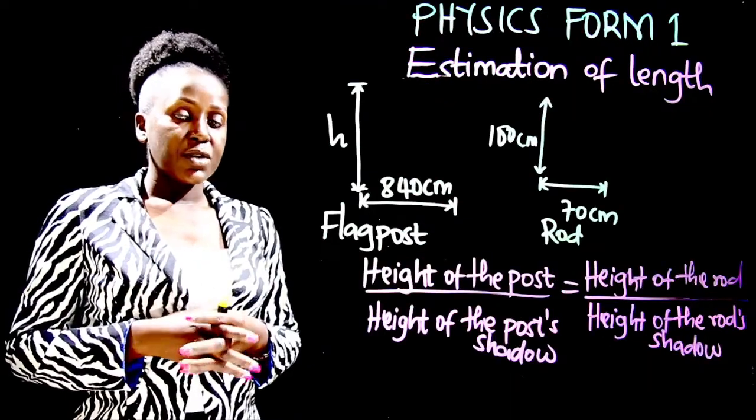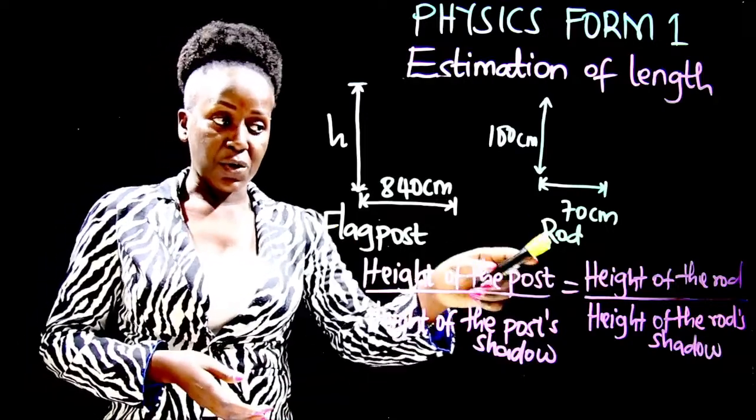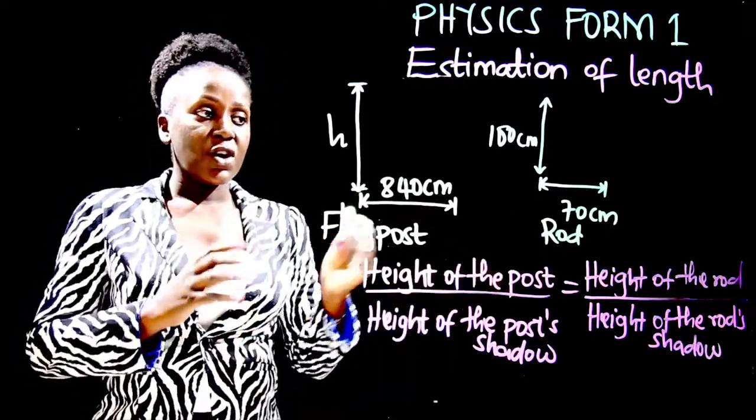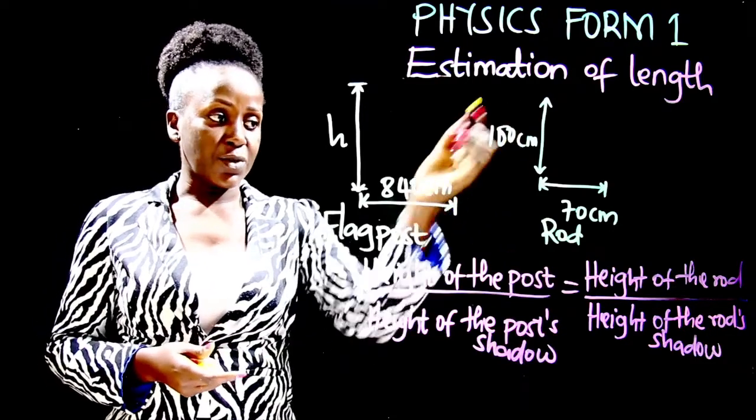Now in this question, we have two objects. We have a flag post, then we have a rod. So our rod has a height of 100 centimeters, okay?